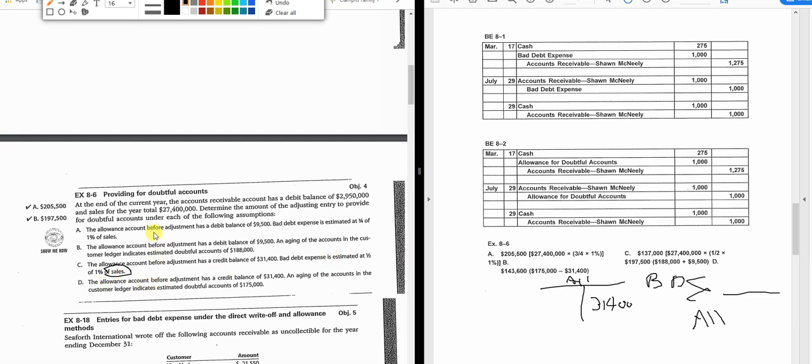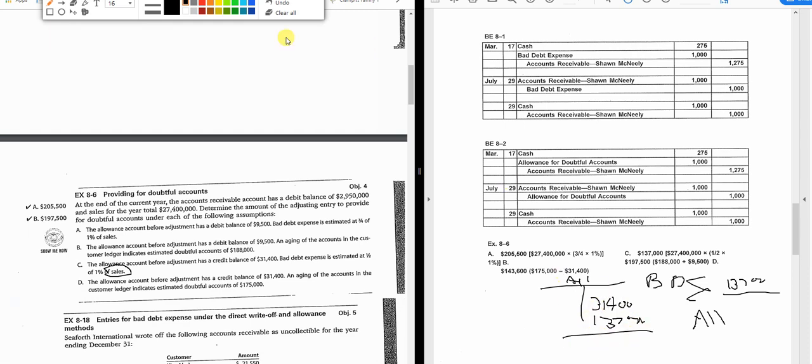So I want to add 1/2 of 1% of sales. My sales are 27,400,000 times 1/2 of 1%, so times 0.005 gives 137,000. So I'm going to make my journal entry for 137,000. I'm going to add that to the allowance, and I'll have the balance of my allowance, those two added together.